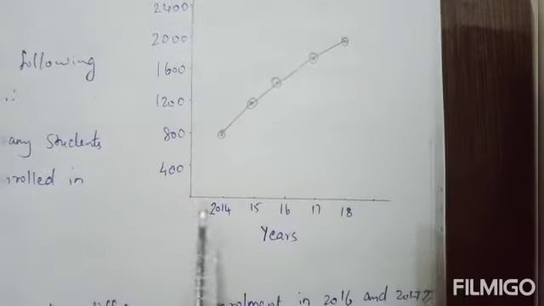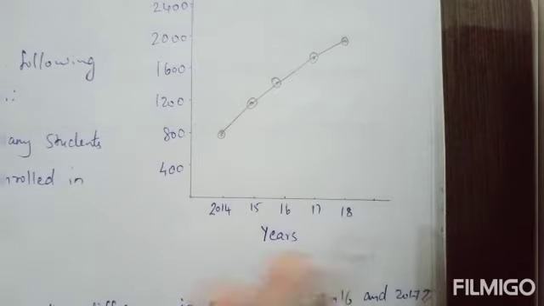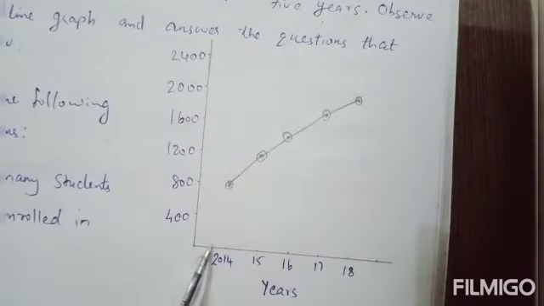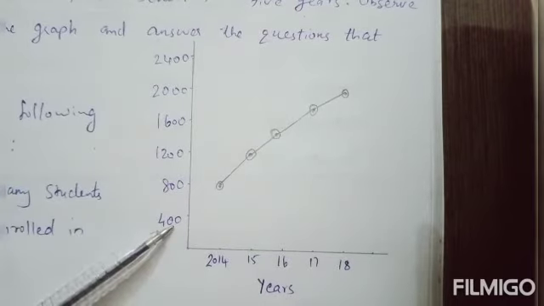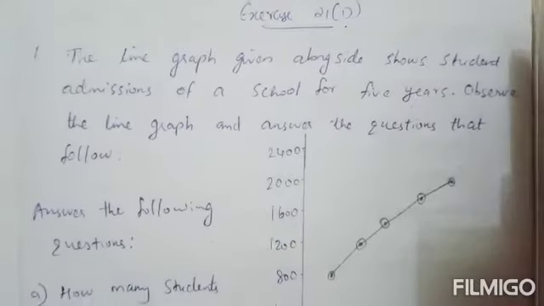Now, a line graph consists of a horizontal axis and a vertical axis. The horizontal axis is called the x-axis and the vertical axis is called the y-axis. Okay, now let's do one problem.